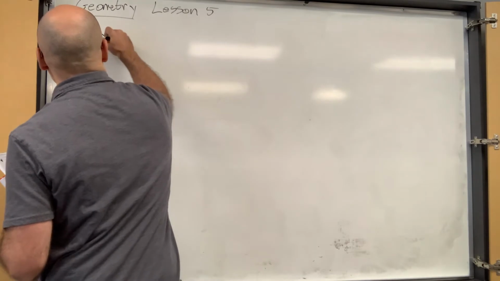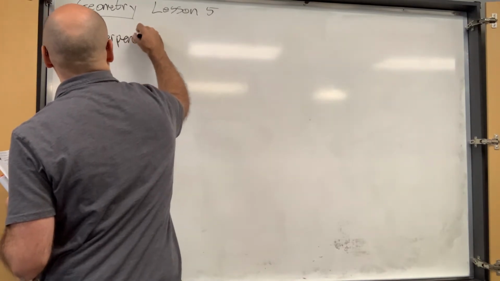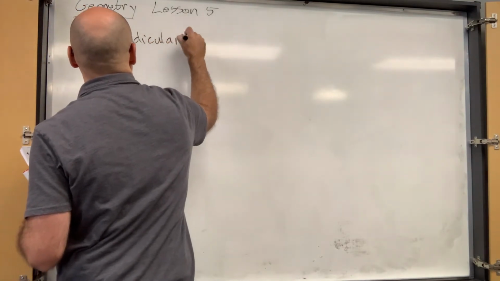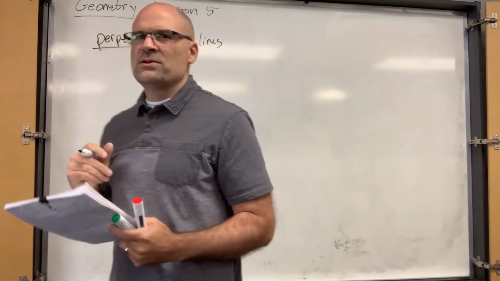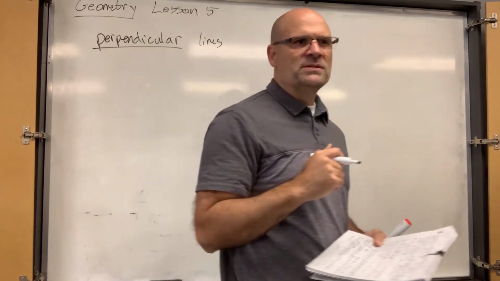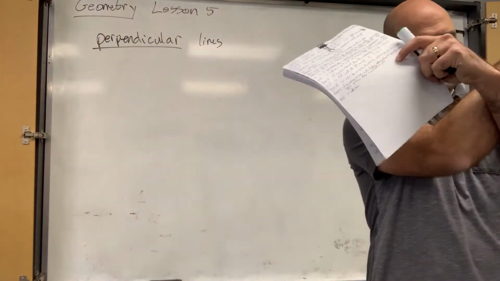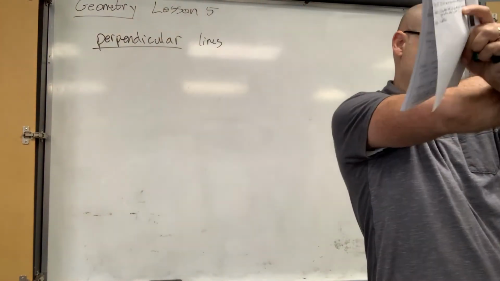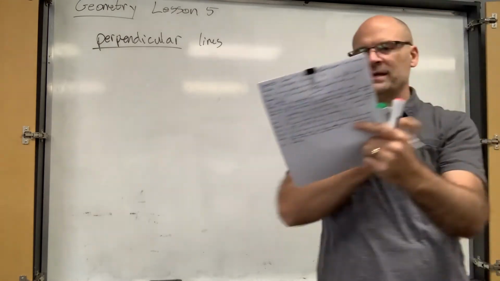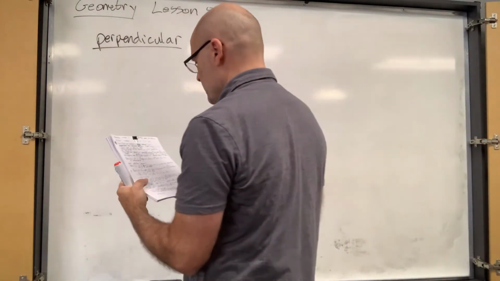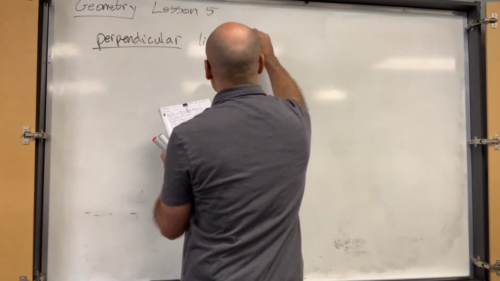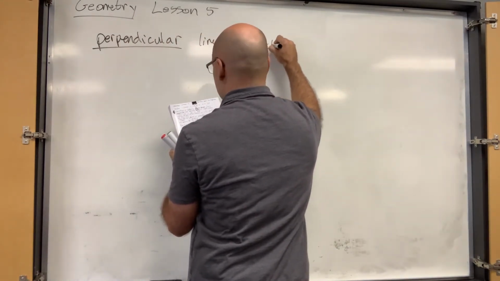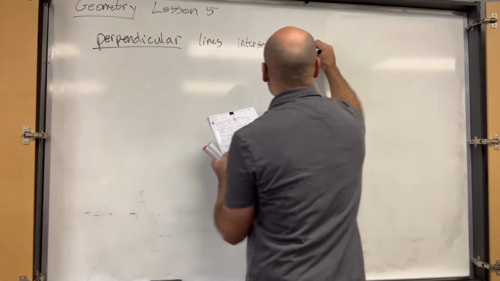So perpendicular lines. This is stuff you know. If I were to describe perpendicular lines, probably the first thing I would do is do this. Not like this or this, but this, right? When they intersect, they form square corners. Okay, so lines intersect to form right angles.